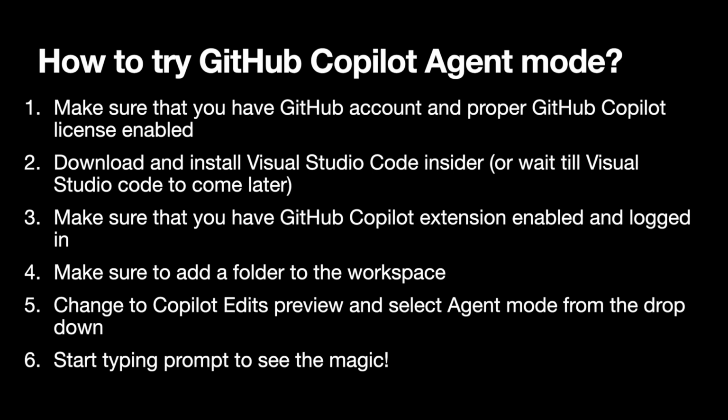Third, make sure that you have the GitHub Copilot extension enabled and logged in. That should be the same as any other GitHub Copilot setup when you try it the first time. Fourth, make sure that you have added a folder to the workspace. That's because GitHub Copilot Agent will understand and execute things inside the folder you choose. Fifth, you have to change the Copilot Edits preview. It will be in the code next to the Copilot chat, and then in the drop down select agent mode. And the last step is you start typing a prompt and see the magic happening.